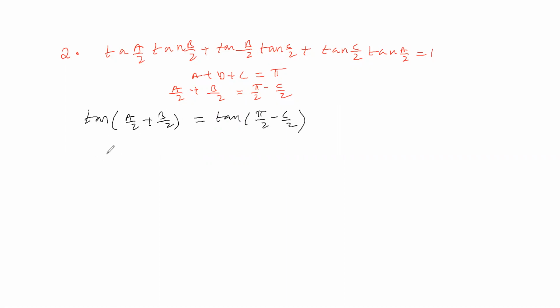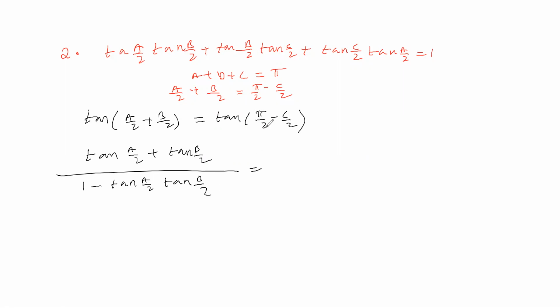Now here this is the tan x plus y form. Tan x plus y, what is that? Tan x plus tan y by 1 minus tan x tan y. So tan A by 2 plus tan B by 2 divided by 1 minus tan A by 2 into tan B by 2. Now what is tan 90 minus theta? It is cot theta, so cot C by 2. In which way can we write it? 1 by tan C by 2.